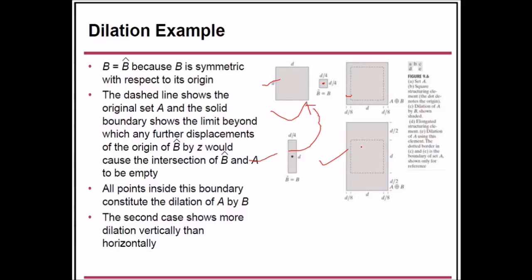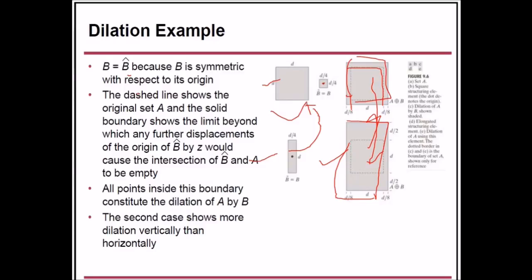So the dotted border is actually C, and C is nothing but the boundary of set A. This is shown only for reference, but the actual final result is this. And when we apply this, the final result is this whole. So B is equal to B hat, which is the reflection, because B is symmetric with respect to the origin.